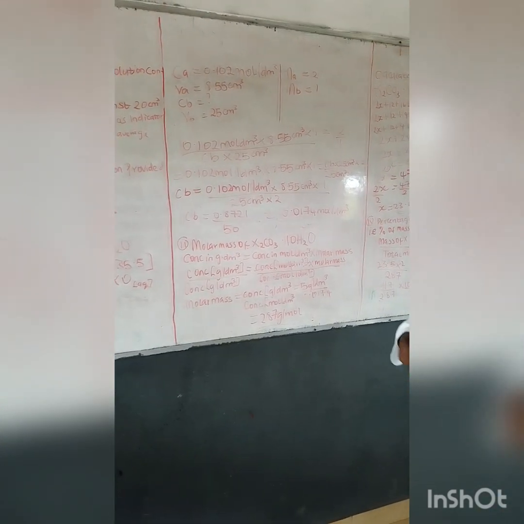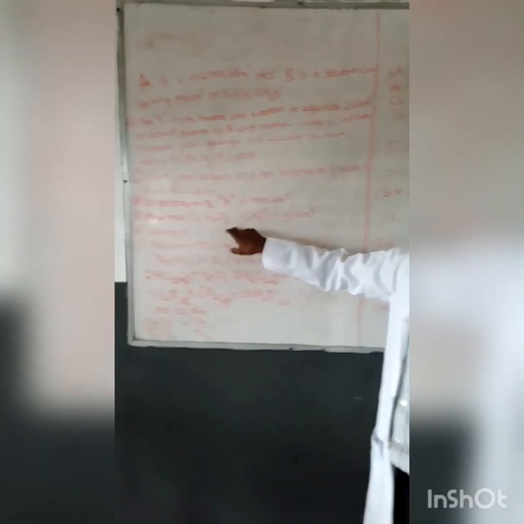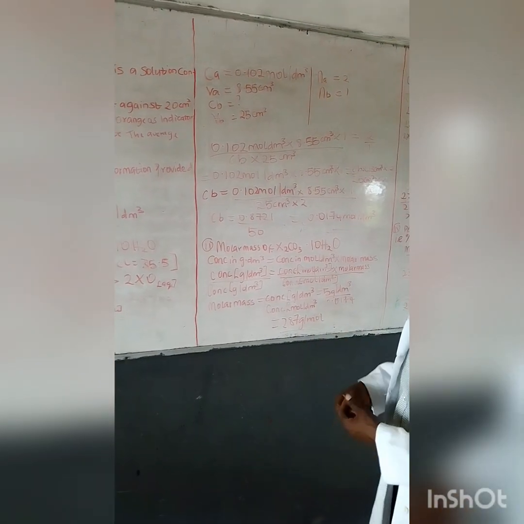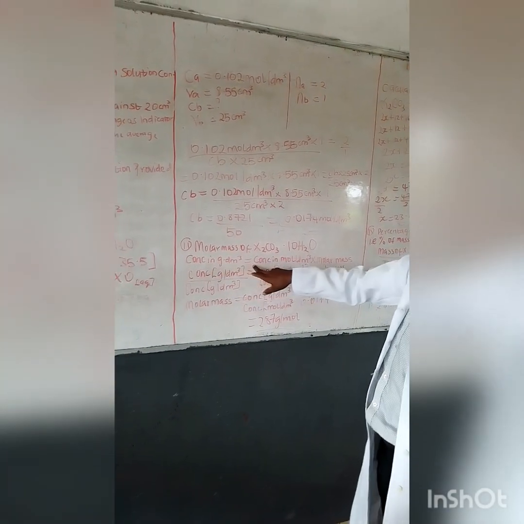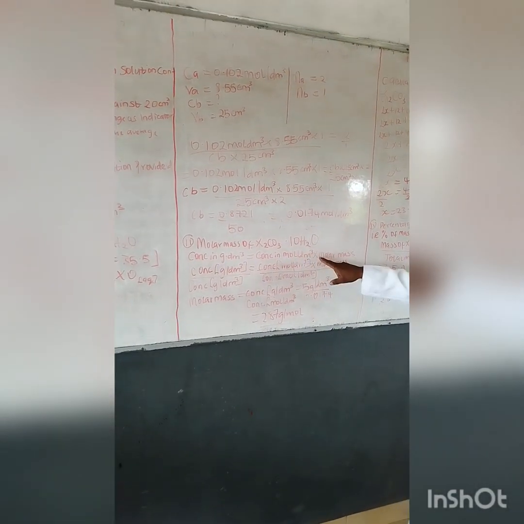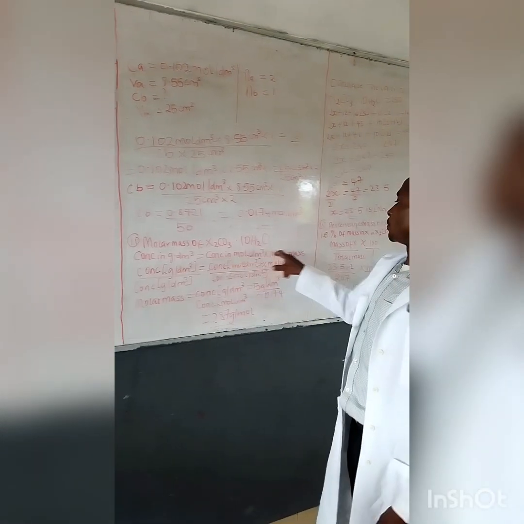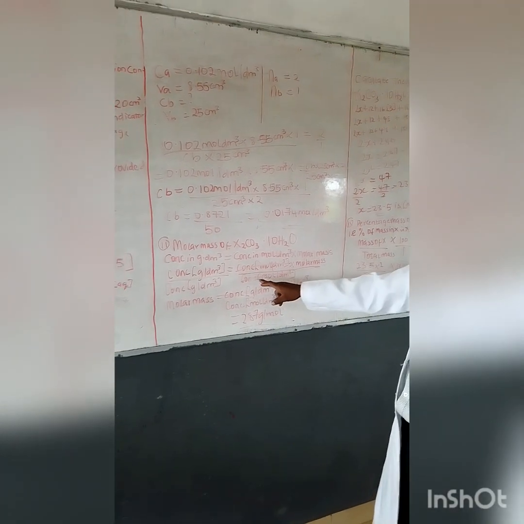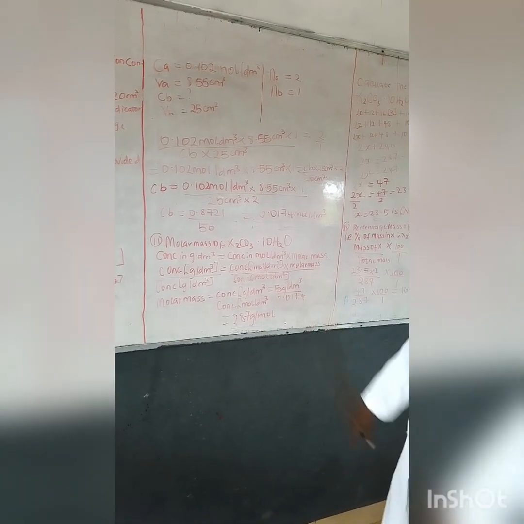Now let's look at the next one, the molar mass of X2CO3 in the question. If you are calculating molar mass, you don't just calculate it anyhow. We have a formula. The formula is concentration in gram per dm cube is equal to the concentration in mole per dm cube times molar mass. Now we are looking for the molar mass here. So we can divide both sides by the concentration in mole per dm cube and multiply by molar mass.